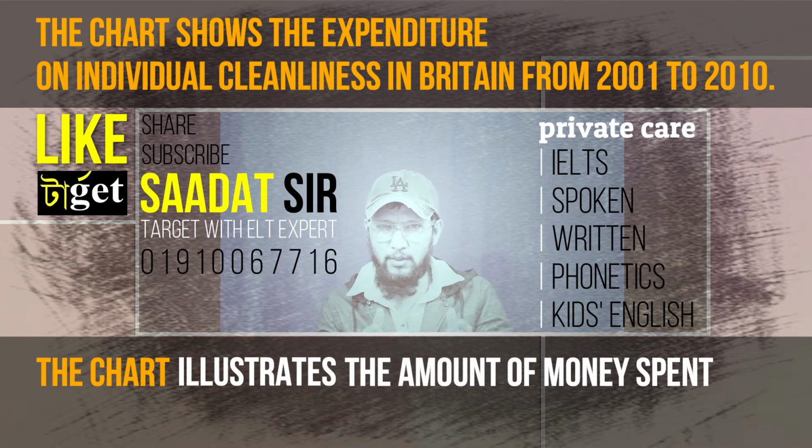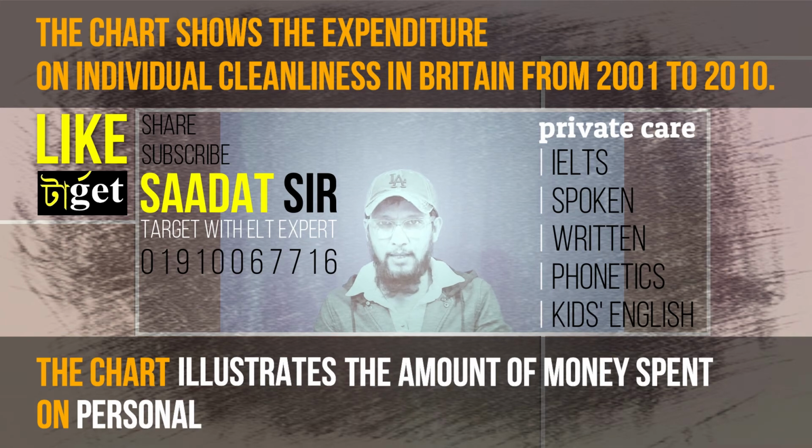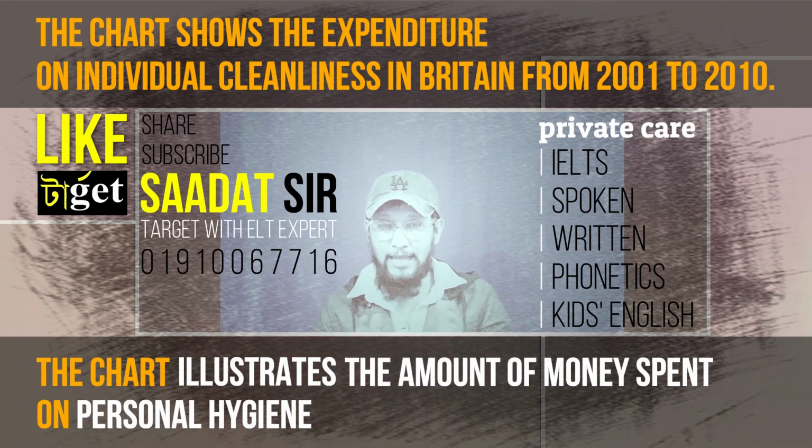So let's try to replace individual and cleanliness. So can you replace individual? Yes, we can replace individual with personal, and then cleanliness. Do you have any word in mind? I have one. That's a good one. It's an academic one. Well, the word is hygiene. It's a nice one. So in place of individual cleanliness, we can write personal hygiene. So the chart illustrates the amount of money spent on personal hygiene.